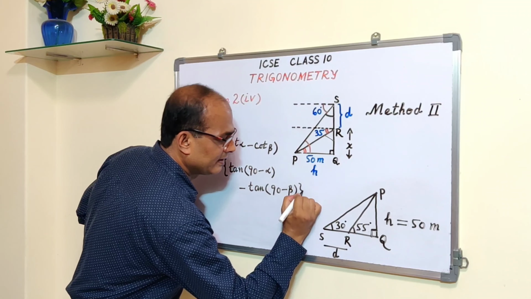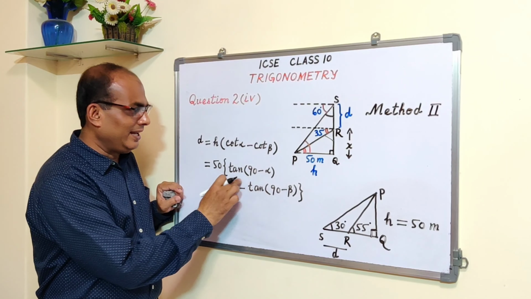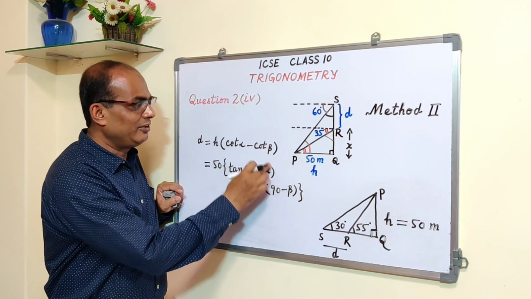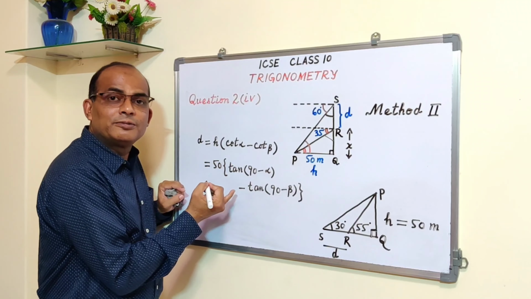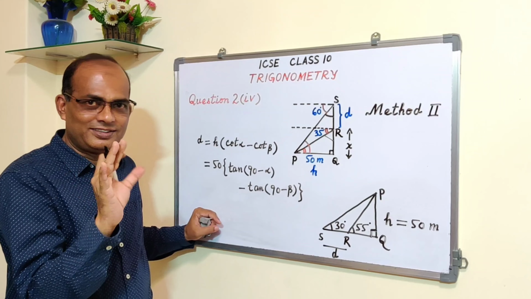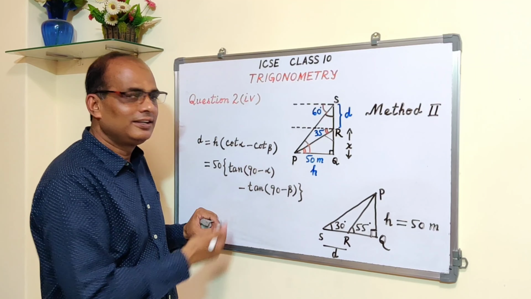Like this. Same thing, tan 90 minus theta is cot theta, tan 90 minus beta is cot beta. Now, why are we doing this? Because we are comfortable with the values of sine, cos and tan, and not cot. If you know the value of cot, then fine, it's okay.